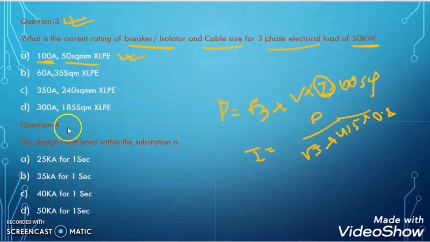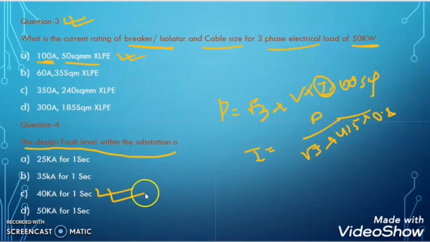Now let us move forward to the fourth question: the design fault level within the substation is 40 kiloampere for 1 second. This is the standard as per the DEWA regulation.